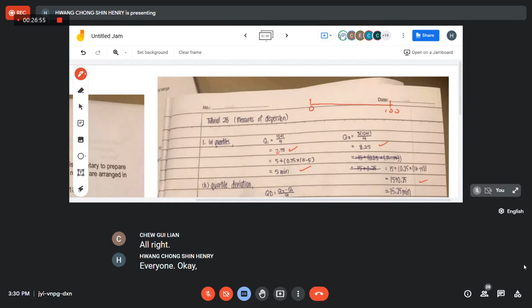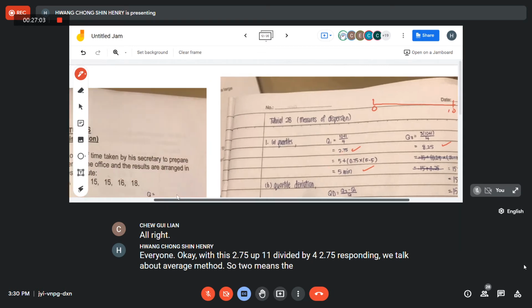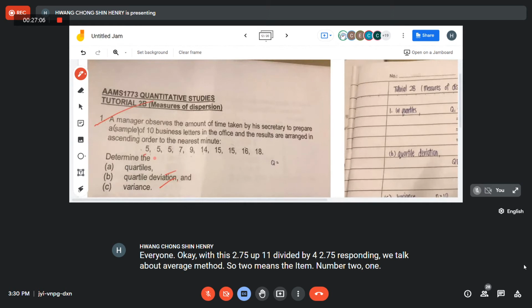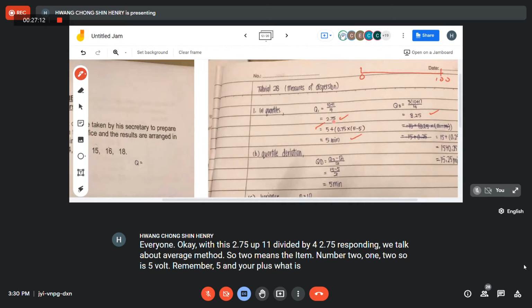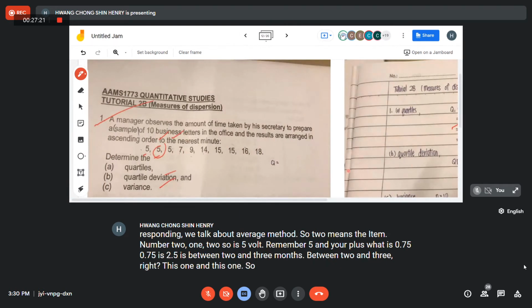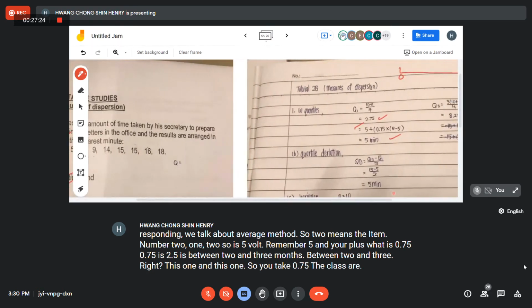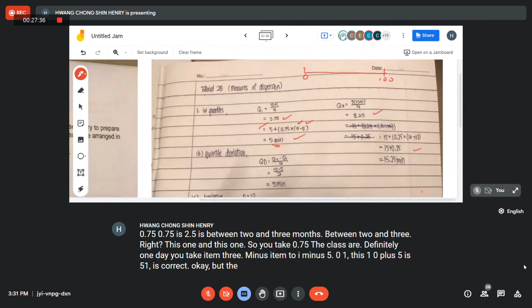Alright. Everyone okay with this? 11 divided by 4 is 2.75. This morning we talked about the average method. So 2 means item number 2, which is 5. Remember, 5. Then you add 0.75. 2.75 is between 2 and 3, right? This one and this one. So you take 0.75, then you take item 3 minus item 2. 5 minus 5 is 0, times 0.75 is 0, plus 5 is 5. It's correct.